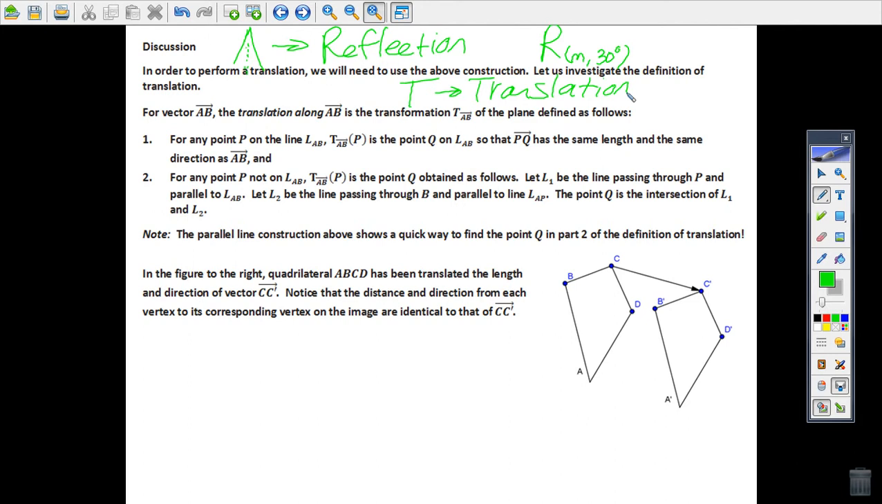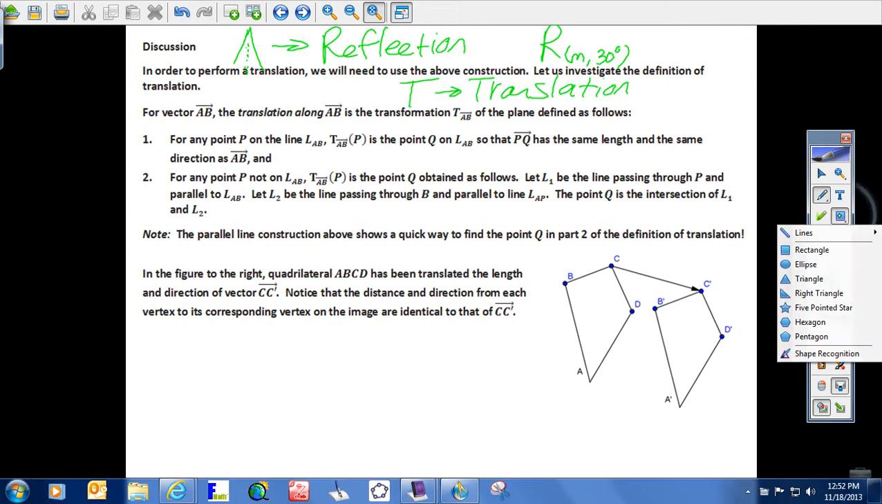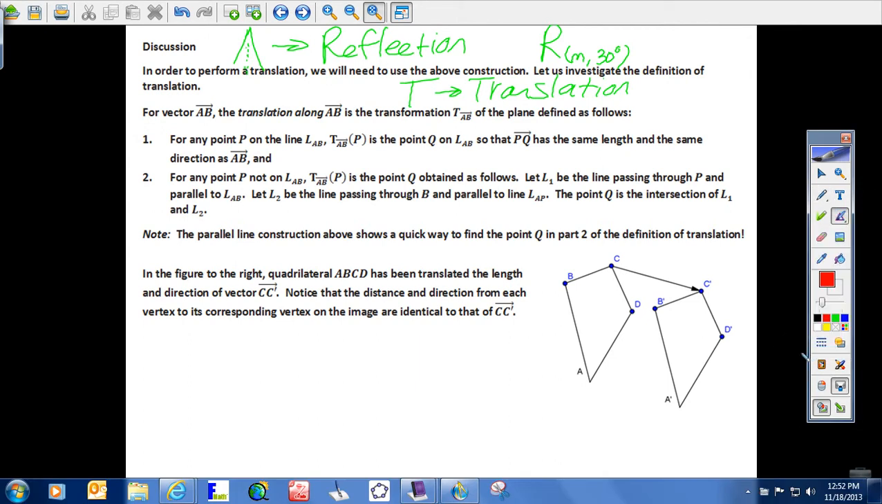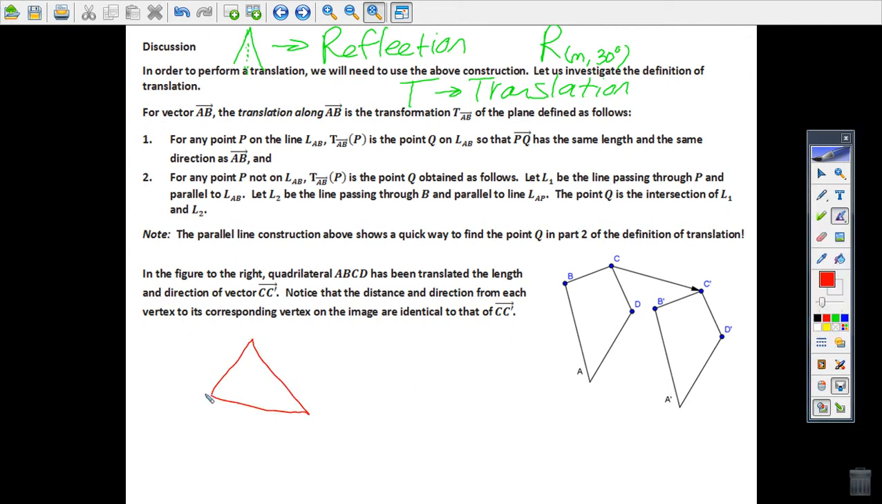Okay. Sounds good. So, when you make a translation, you are applying something called a vector. Raise your hand if you've heard vector before. Okay. A few people. So let's envision that we have a shape. And the shape will be a triangle. There it is. And we're going to move this triangle. We're going to translate it.